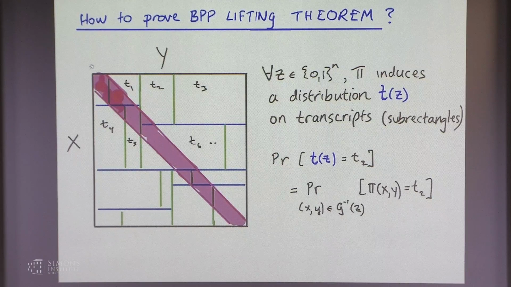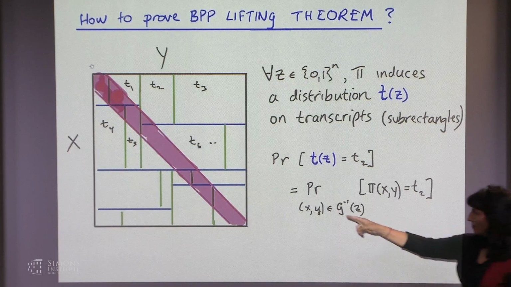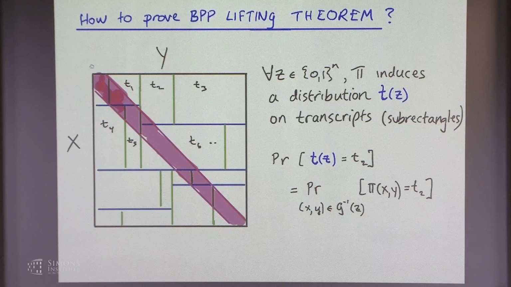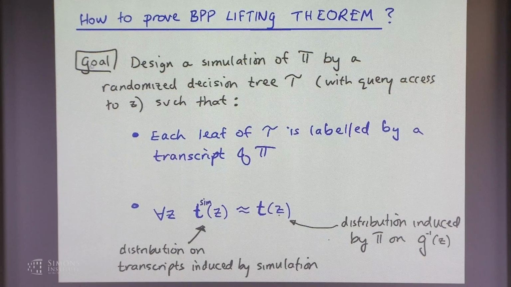And what I'm going to try to do is come up with a randomized decision tree where, instead of labeling the leaves with the value of f composed with g, I'll just label the leaves with the name of the transcript. And what I want is that for every z, the distribution of transcripts induced by running this protocol pi on the pink slice is the same, or roughly the same, as the distribution of transcripts induced by running the randomized decision tree on that same z value. That was maybe a mouthful, but that's what this is.